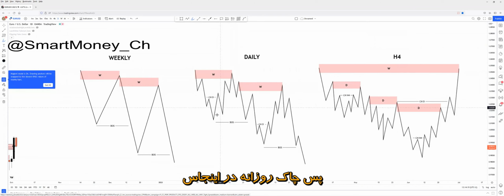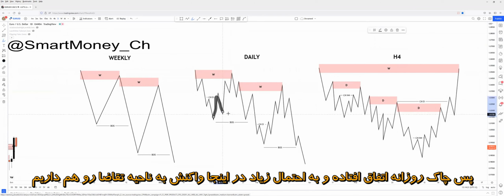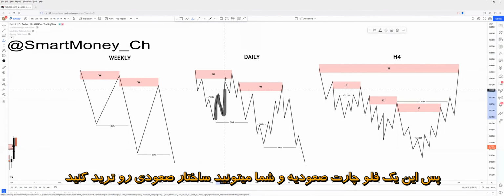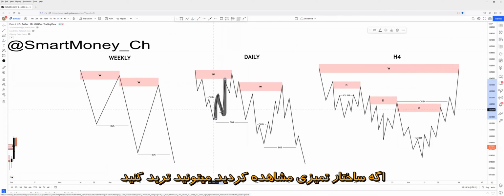So daily changes character here. Once the daily change of character happens, more likely there will be a daily demand reaction, a series of higher highs, higher lows. Of course, the daily flow chart will be bullish. It will be really, really bullish, right? So this is a bullish flow chart, and you can trade this structure to the upside. It will be a really, really clean structure that you can trade.